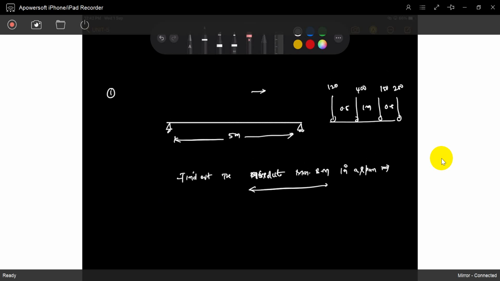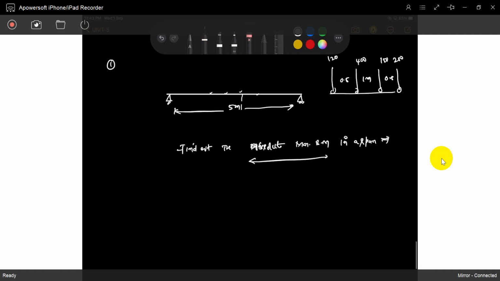So how can you arrange, sir? Something like a center like this. You can arrange it as 150, 400, 120, 250, or as 400, 120, 150, 250. But you can't arrange it like this. We have to find out the center of gravity of the loading system. Sir, how can you find the center of gravity of the loading system? Very easy. Just see.